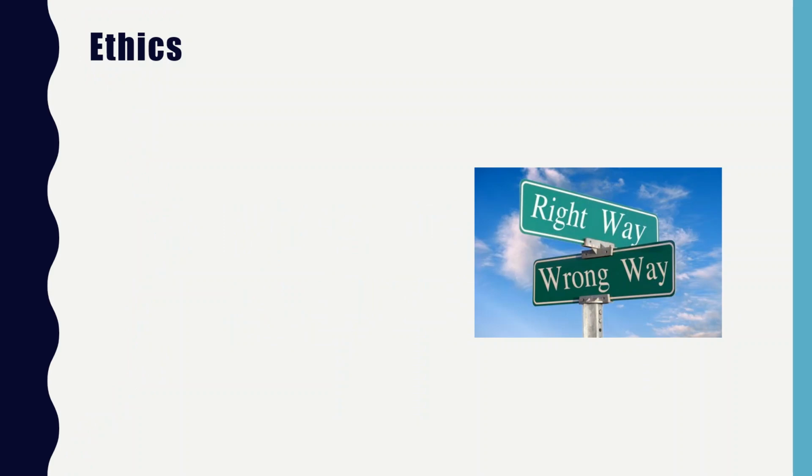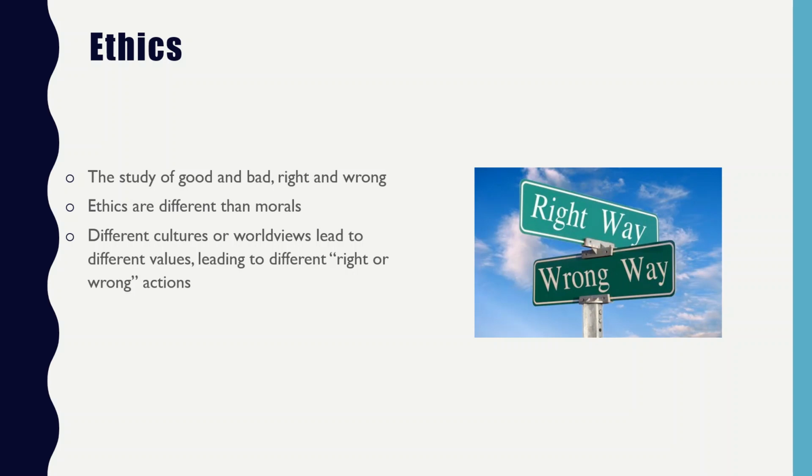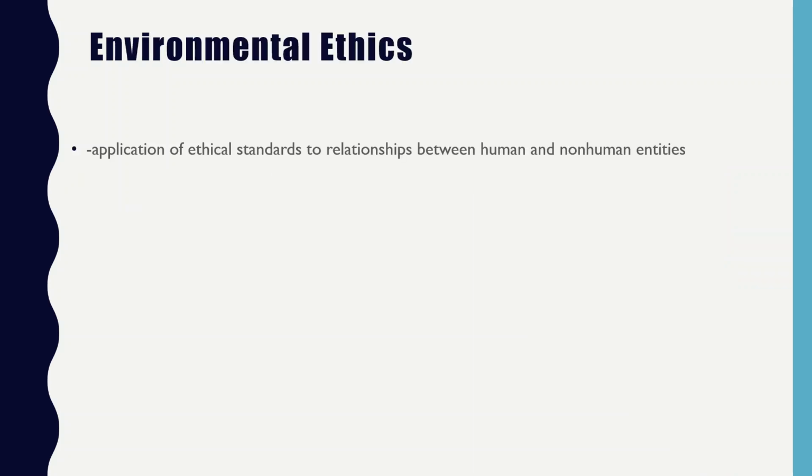A lot of the ways in which we value nature are actually connected to our ethics. Ethics is the study of good and bad and right and wrong. And they are different than morals. Morals are kind of like these inner things that guide you. But different cultures and worldviews lead to different values, and they lead to different right or wrong actions. So that's what ethics is. So what does ethics have to do with sustainability in the environment? Environmental ethics is the application of ethical standards to relationships between human and non-human entities.